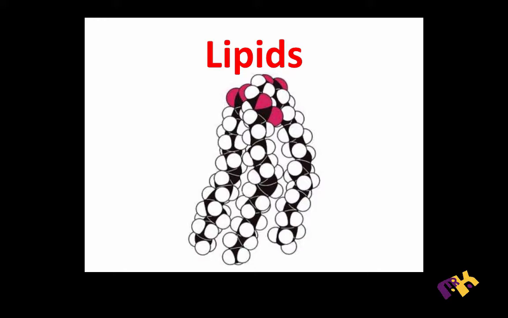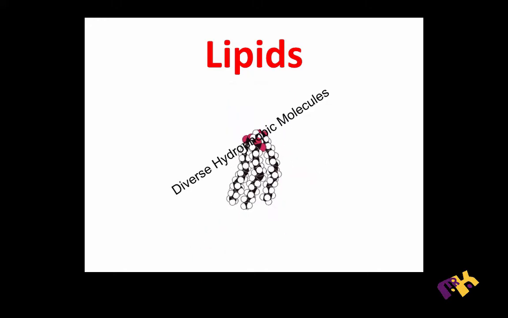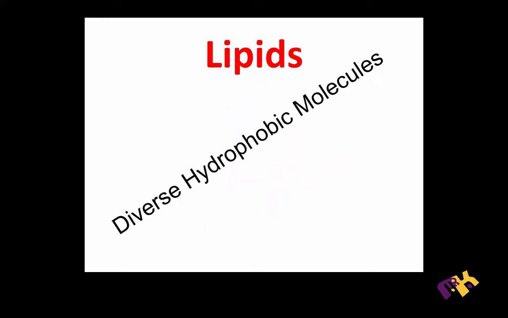But lipids in general, right? If you wanted to figure out how we classify or differentiate carbohydrates from a lipid, it's going to be that these are hydrophobic molecules. There's a lot of them. So it's a diverse group of hydrophobic molecules. Some are more hydrophobic than others, but they all will have a water-fearing or water-repelling side to them. So they are diverse hydrophobic molecules.